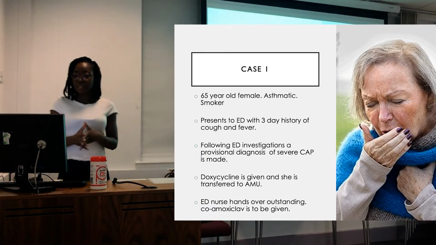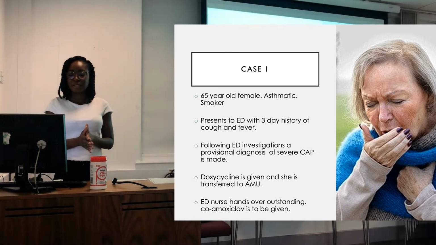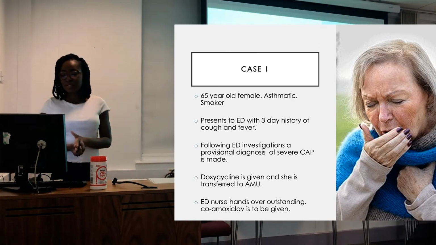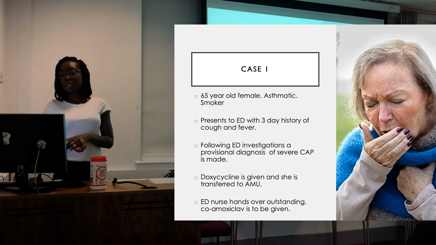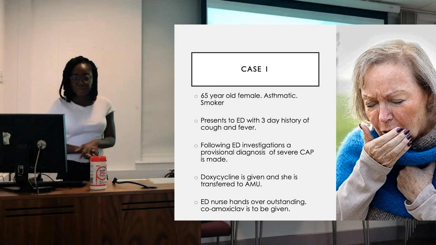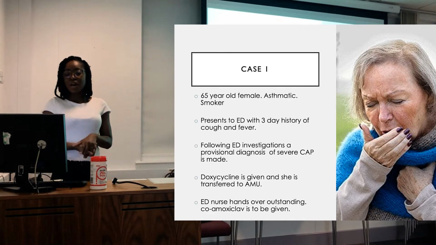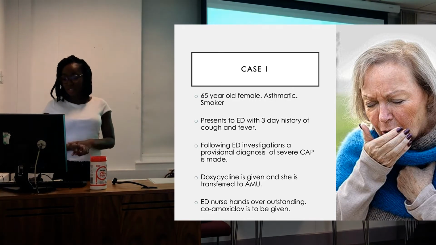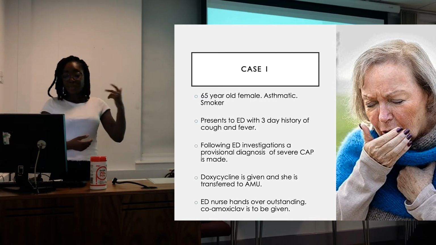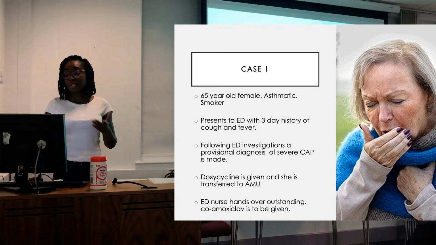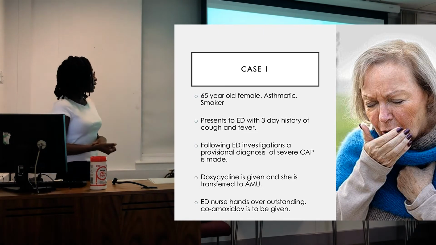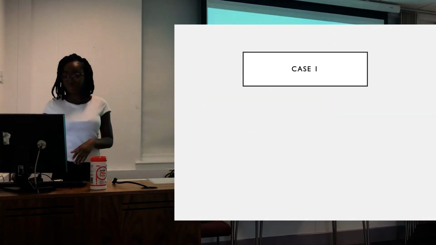So this is a 65-year-old female. She's asthmatic and a smoker. She presents to the A&E department with a 3-day history of cough and fever. Following the ED investigations, a provisional diagnosis of severe CAP is made. And following the guidelines here, doxycycline is given and she's transferred to AMU. However, she hadn't received the co-amoxiclav, so the ED nurse hands over that the outstanding co-amoxiclav is to be given.